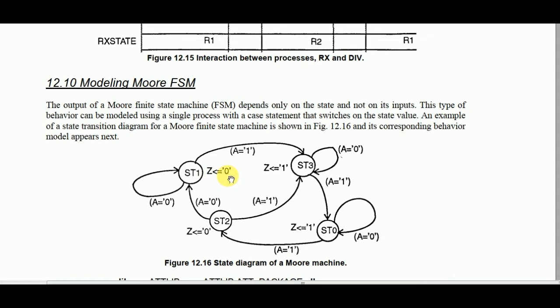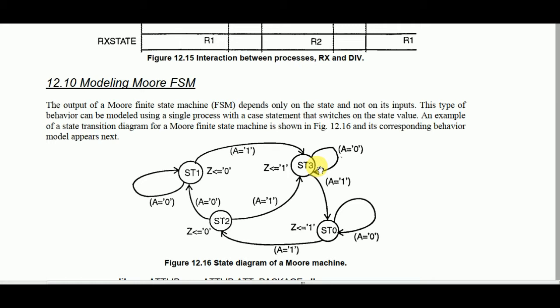Also at ST1, if the value of A is equal to 0, the machine will stay in state 1. Then if A is equal to 1, the machine will change from ST1 to ST3. At ST3, the value of Z is equal to 1. Also at ST3, if A is equal to 0, the machine will stay in state 3. It will not change to another state.